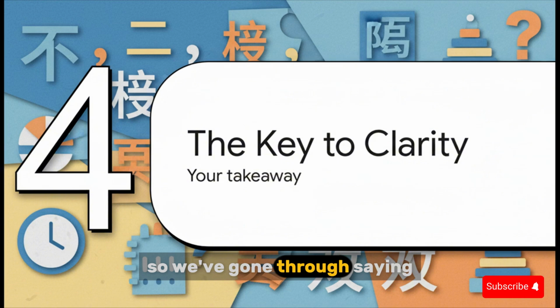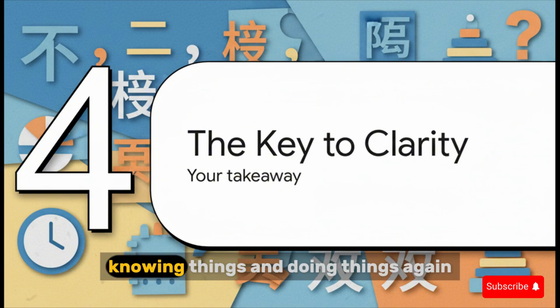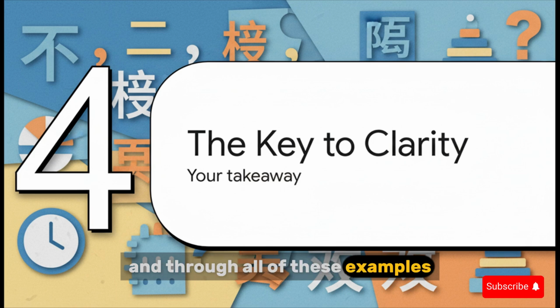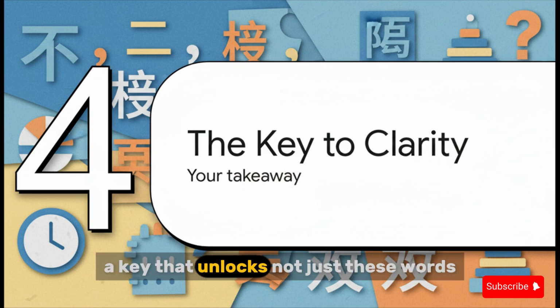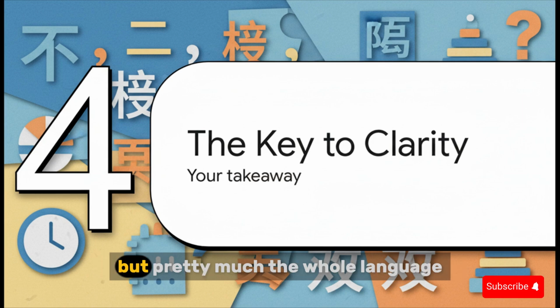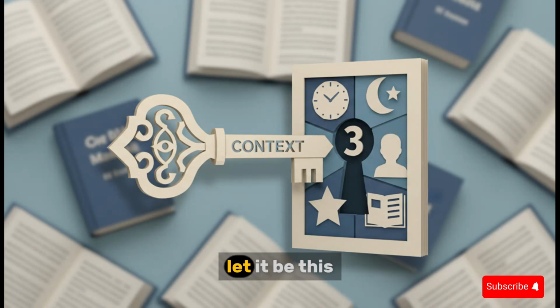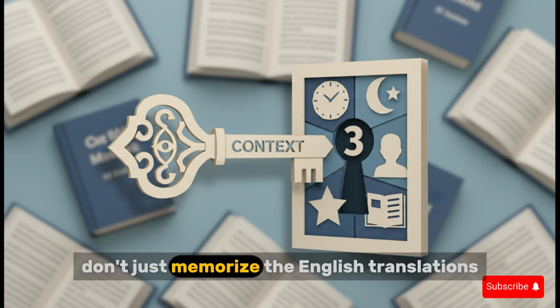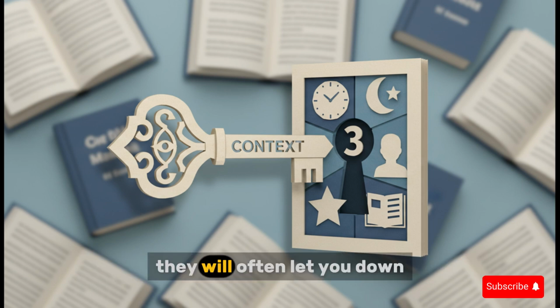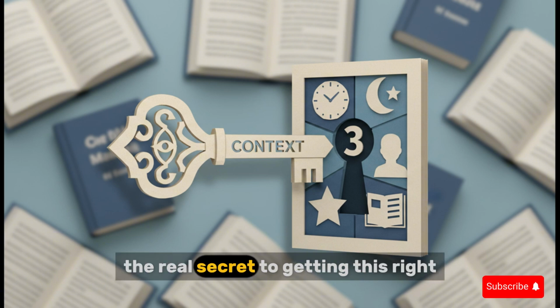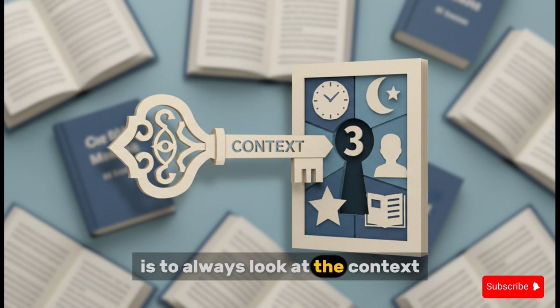So we've gone through saying not, counting to 2, knowing things, and doing things again. And through all of these examples, there's been a common thread, a key that unlocks not just these words, but pretty much the whole language. If there's one thing you take away from this, let it be this. Don't just memorize the English translations. They will often let you down. The real secret to getting this right is to always look at the context.